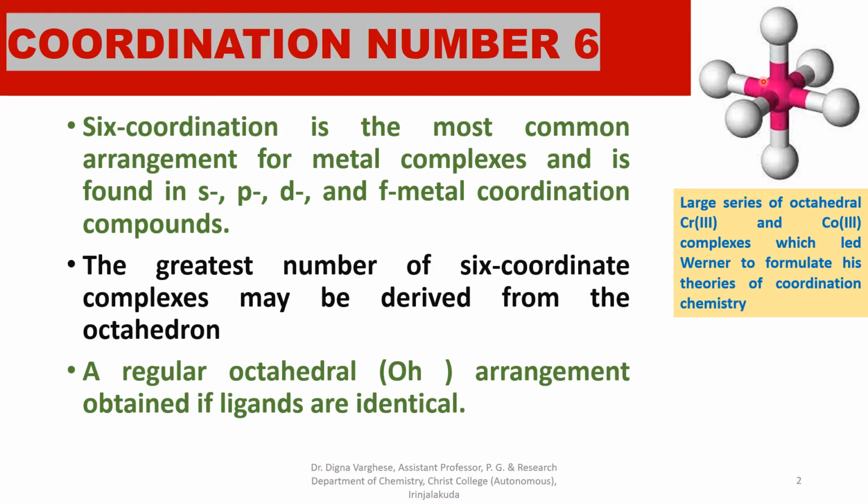A large series of octahedral chromium(III) and cobalt(III) complexes led Werner to formulate his theories of coordination chemistry, which is known as Werner's coordination theory. Coordination number 6 means the central metal atom is surrounded by 6 ligands.